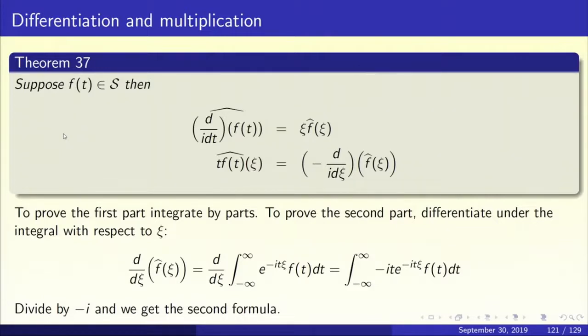To prove the first, you simply have to integrate by parts, and to prove the second, you simply have to differentiate under the integral sign. So let us look at the second one. d/d chi of f hat of chi is d/d chi of the integral from minus infinity to infinity of e to the power minus i t chi f of t dt. That is the integral from minus infinity to infinity of minus i t e to the power minus i t chi f of t dt, divided by minus i, and you get the second formula. So that was easy. So now let us look at the Hermite ODEs and Hermite polynomials.